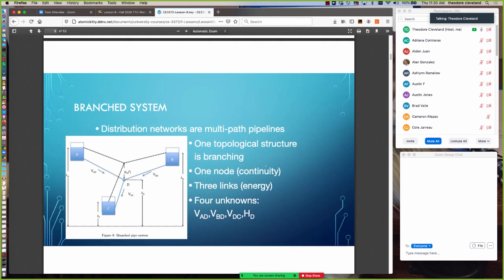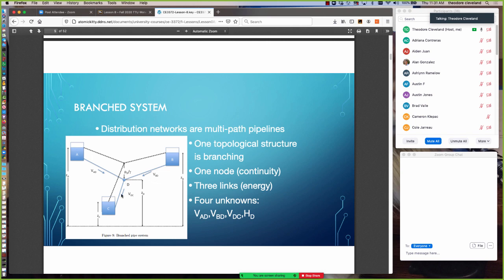But leading up to that, let's first consider this branched system. This is a classic problem from your fluid mechanics class. We have three reservoirs, A, B, and C. They're connected to each other by pipes that all go through a common junction labeled D, as in dog here. And as drawn, reservoir A has water leaving it, velocity in AD. We have velocity BD, and then we have velocity D going to C. So as they're drawn here, reservoir C is receiving water, reservoir A and reservoir B are contributing.